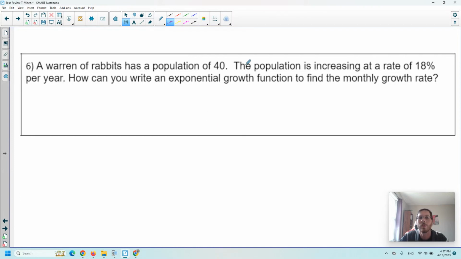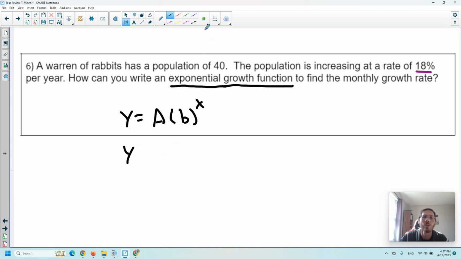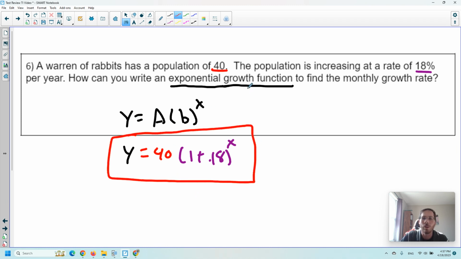Number 6, warren of rabbits, population 40. We're increasing at a rate of 18% per year. How can we write an exponential growth function to find the monthly growth rate? So we know we're doing exponential growth. So the exponential growth function is y equals a times b to the x, where we know that in this case, for growth, we're going to add, all right, we have 18% to 1. A is going to be the starting rabbits, so we have 40 rabbits to start with, and that's going to be our final answer. So that's all we want to do for that one. We want to recognize that growth means we want the plus sign.